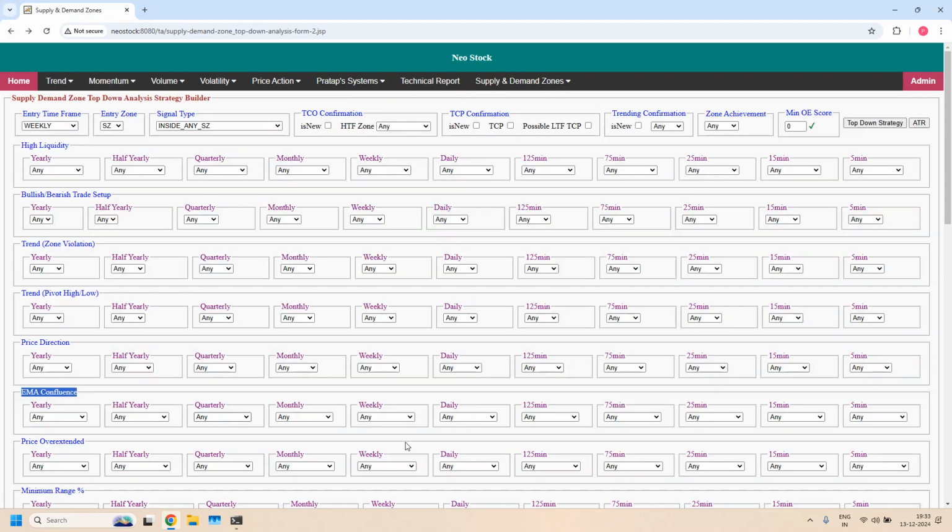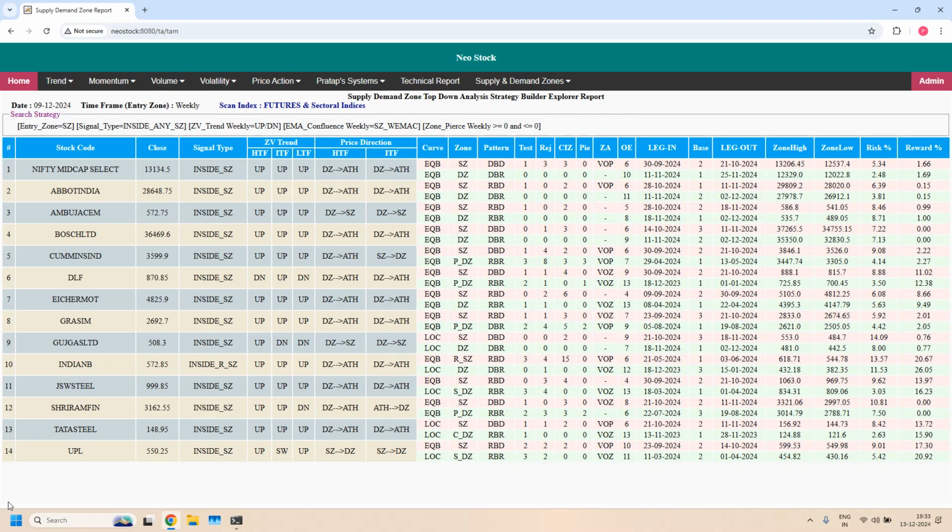So EMA Confluence, weekly time frame, weekly supply zone having weekly EMA Confluence filter is enabled, and the trend should not be sideways on weekly time frame. So I am selecting up or down trend. With these filters we got only 14 stocks. That means price closed inside weekly supply zone, and those supply zones are having weekly EMA Confluence. Okay, this is about price closed inside weekly supply zone.